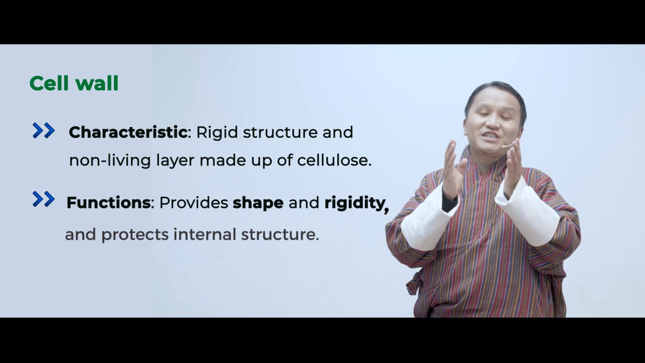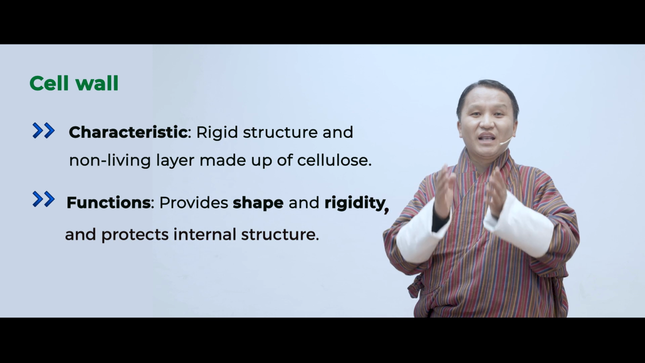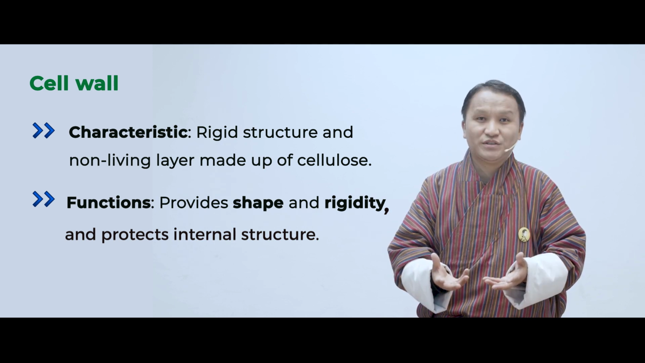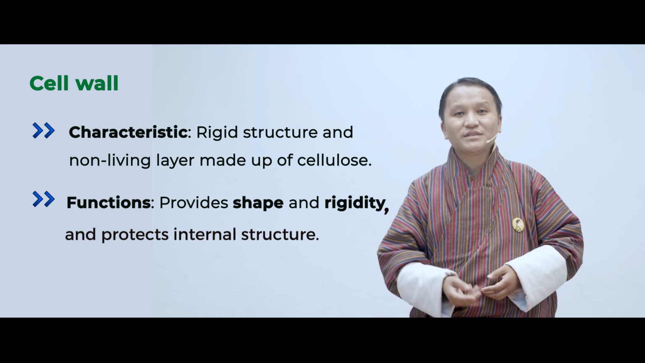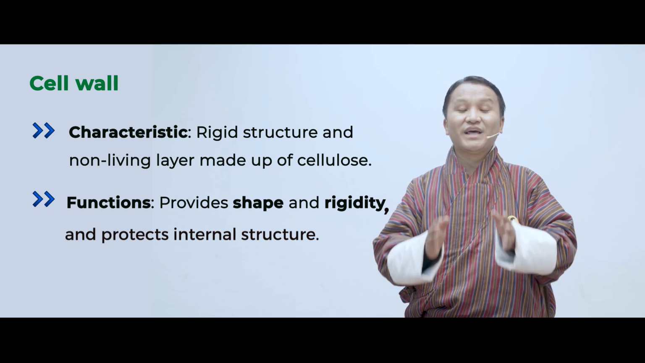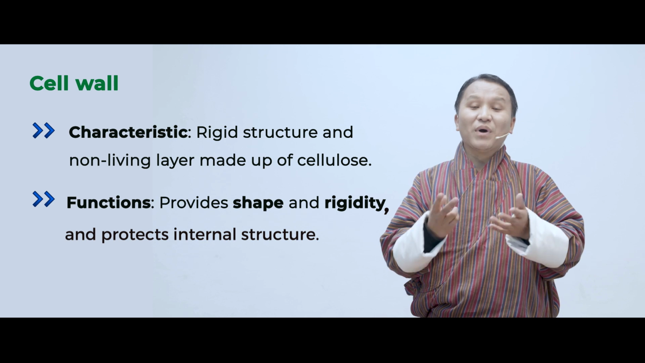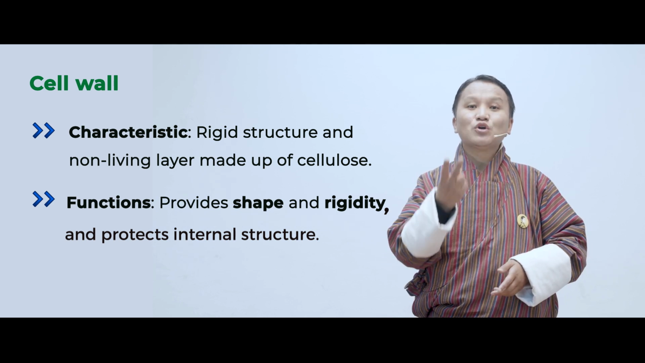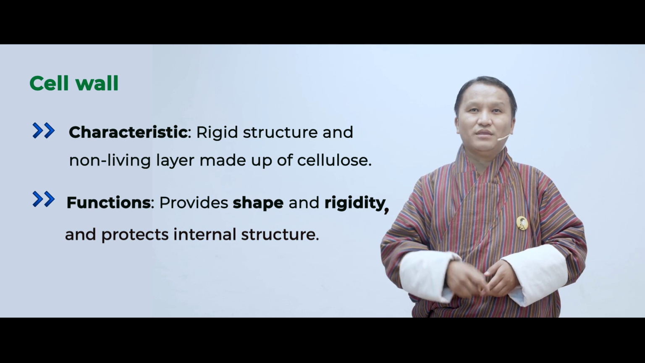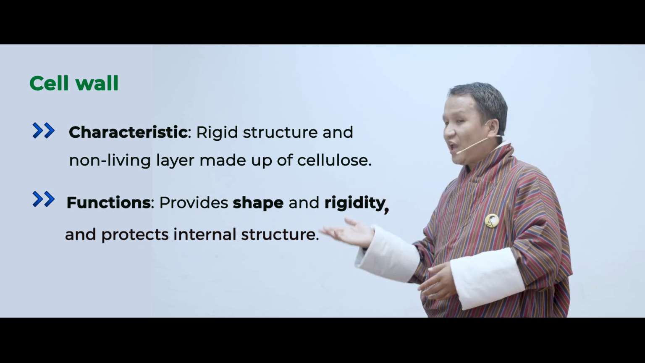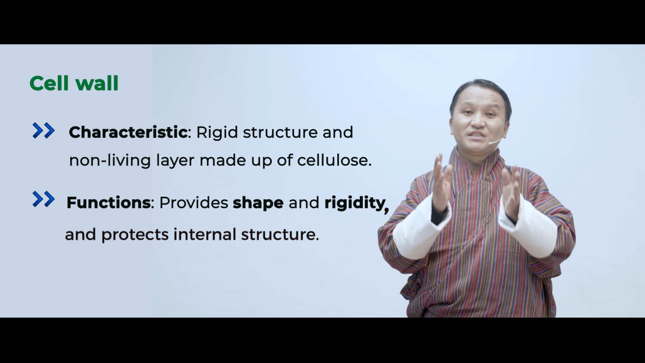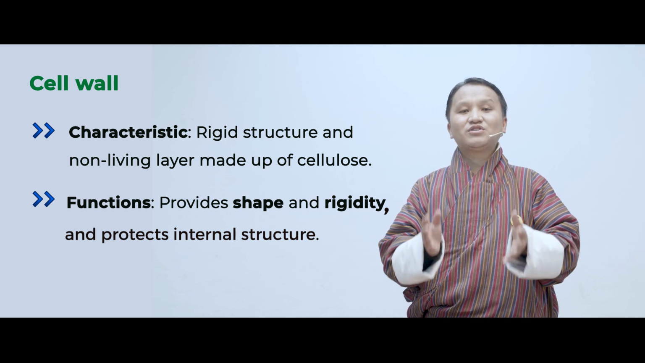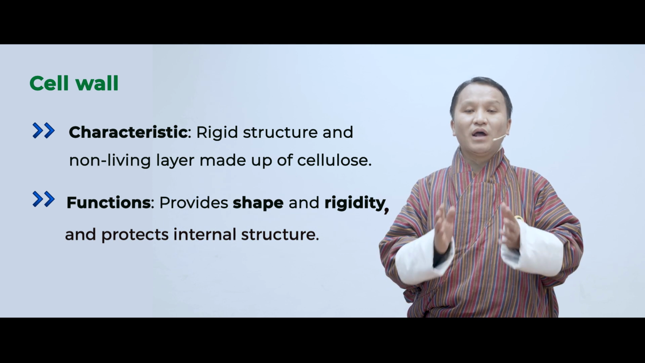So it is a rigid structure, a non-living layer made up of a substance called cellulose. So that is the character. But what help does it provide to the cell? There are two functions. Number one, it provides shape and rigidity to the cell, and then it also protects the internal structure of the plant cell.